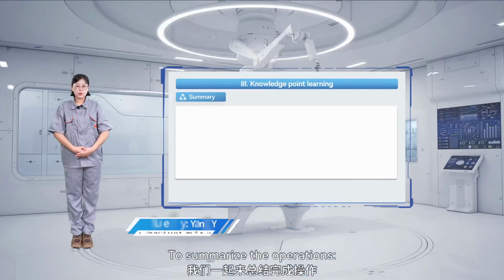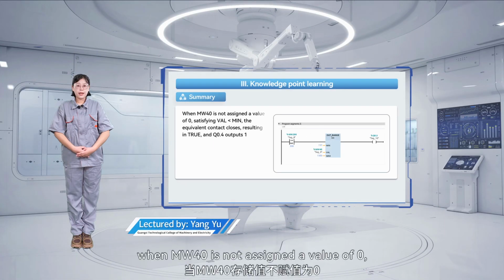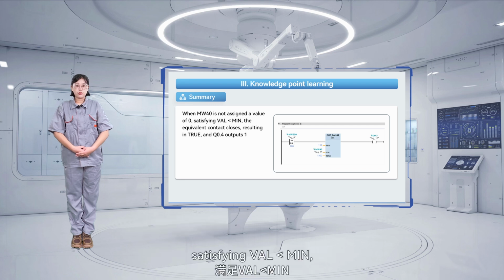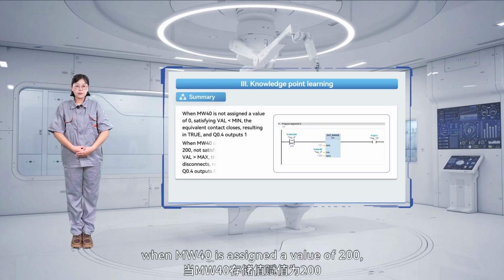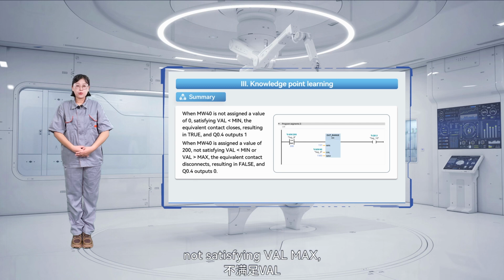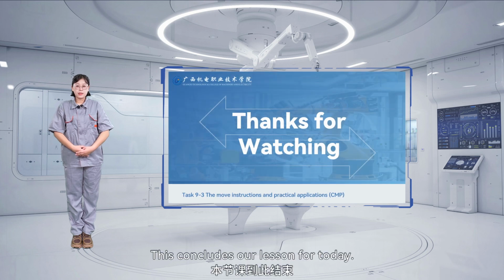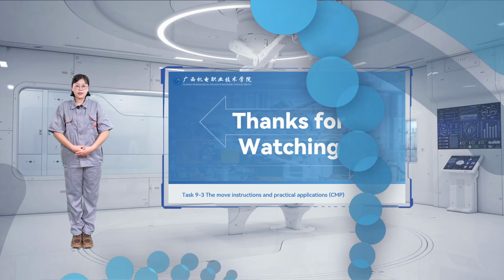To summarize the operations, when MW40 is not assigned a value of 0, satisfying VAL less than MIN, the equivalent contact closes, resulting in true, and Q0.3 outputs 1. When MW40 is assigned a value of 200, not satisfying VAL less than MIN or VAL greater than max, the equivalent contact disconnects, resulting in false, and Q0.3 outputs 0. This concludes our lesson for today. Thank you.